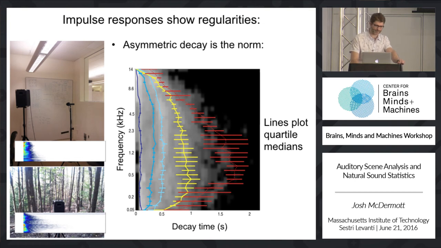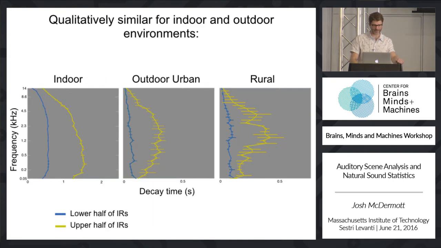So these are the results across all of the impulse responses that we measured. And the easiest thing to do here is just look at the lines, which are like the medians of quartiles. And you see this very systematic pattern where, again, at the mid and low frequencies, the decay is long, and at the high frequencies, it's short. And we believe this is just a function of the absorptive properties of typical materials in the world, as well as probably the air. But it's a very systematic regularity.